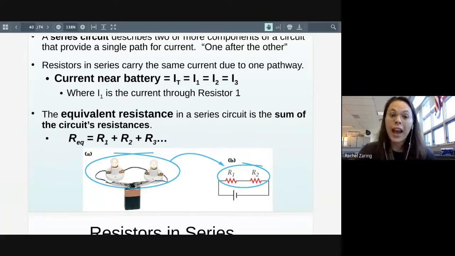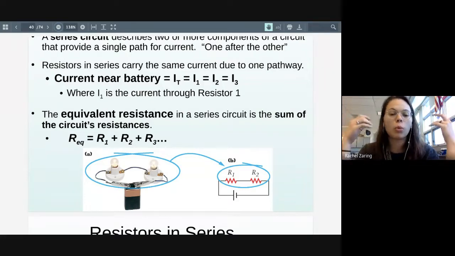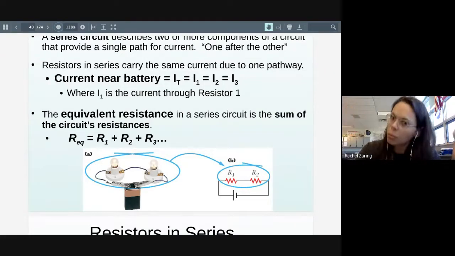The way that you calculate the equivalent resistance for a circuit that's in series is you add them all together. It's all additive. It's just the sum of all the resistances. So the equivalent resistance is equal to the resistance of resistor number 1 plus resistor number 2 plus resistor number 3, and so on for as many resistors as you have.